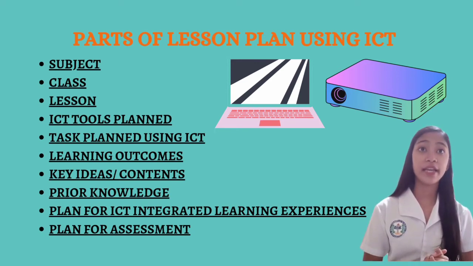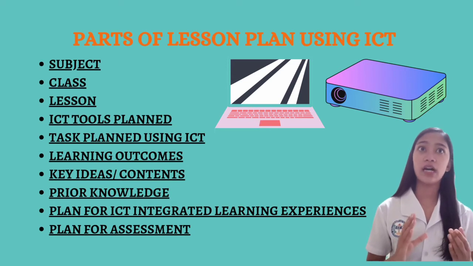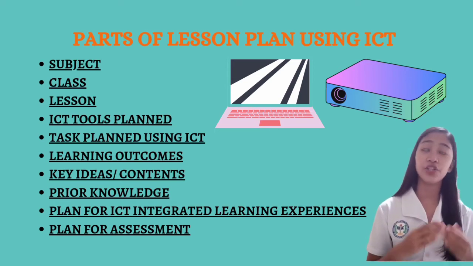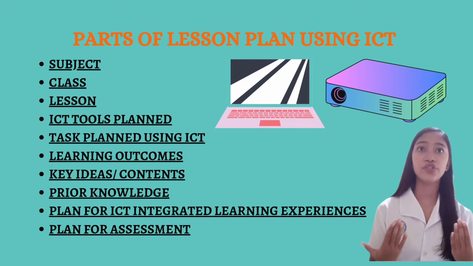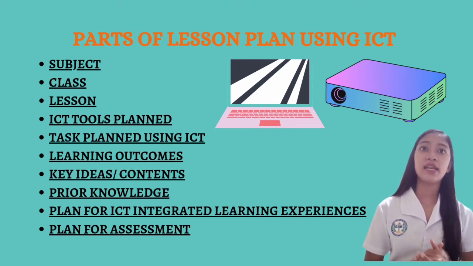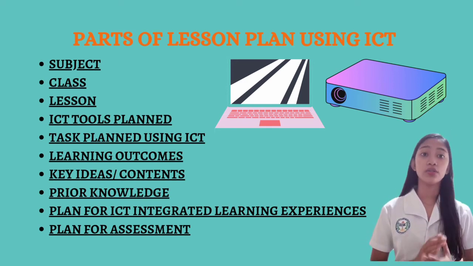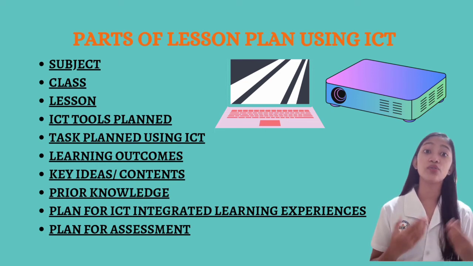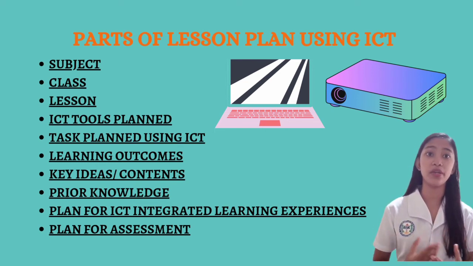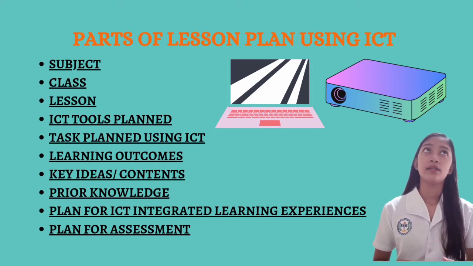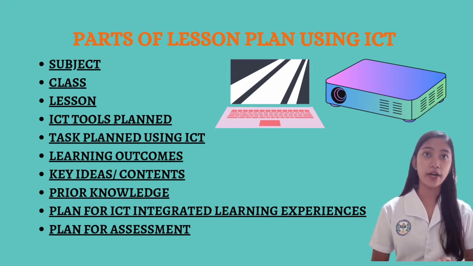Fifth is the learning outcome. Learning outcomes describe the knowledge or the skills students should acquire by the end of the course. Sixth is the key ideas. Seventh is the prior knowledge. Prior knowledge is what the student already has before they learn new information. Next is the plan for ICT integrated learning experiences and the plan for assessment.